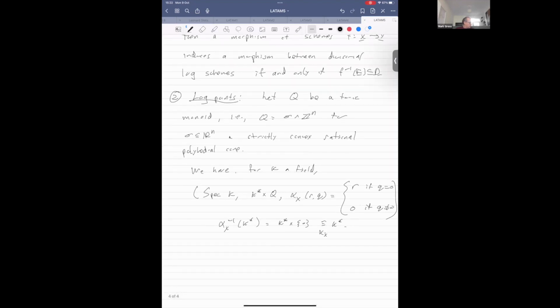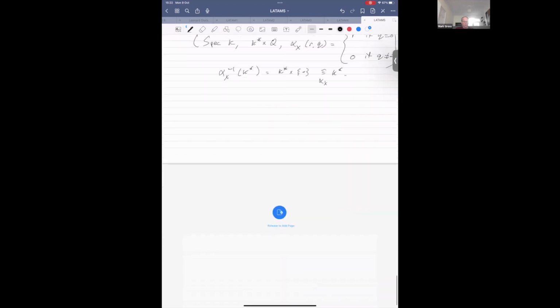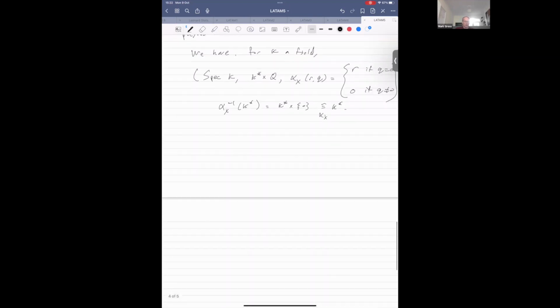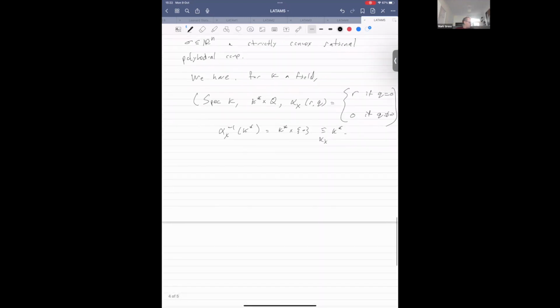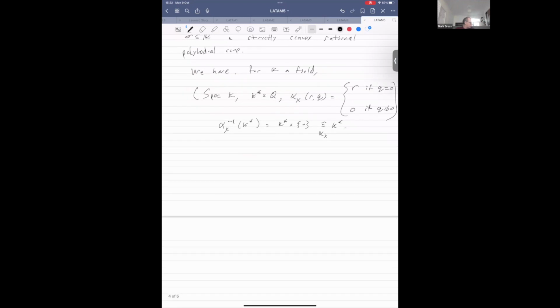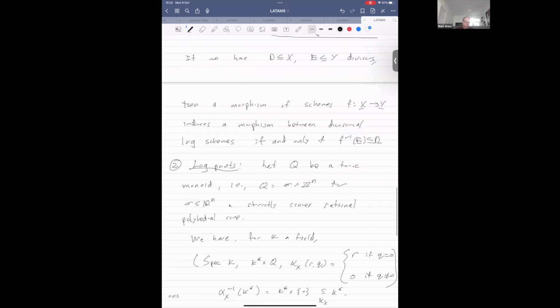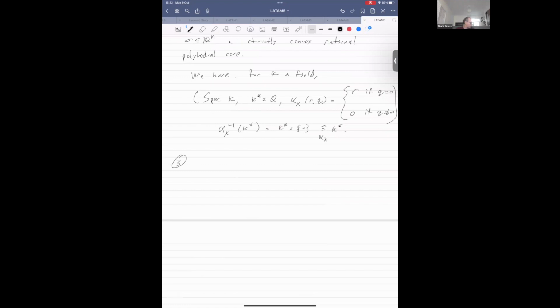Okay, so now let me do an example. If you go away with no understanding of what I'm doing today, other than this example, you should just consider yourself as having learned something about this here. So let's think about morphisms. I want to take up example 3. So consider X to be coming from the divisorial log structure.